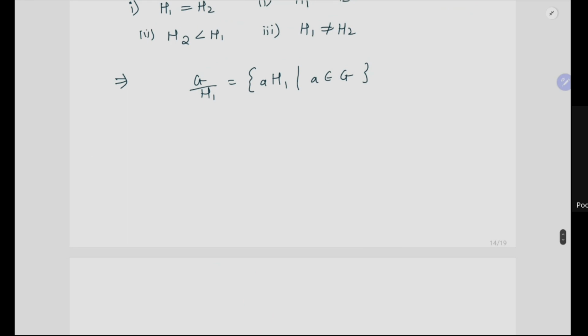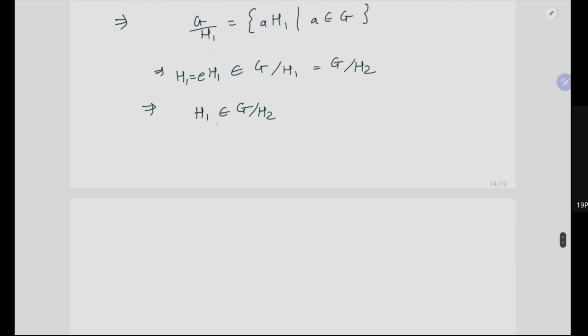So let us try to prove this. This implies that H1 as a coset, I mean EH1, which is H1, belongs to G by H1, the set of cosets or this quotient group. But G by H1 is equal to G by H2, which is what we are given. So this means H1 belongs to G by H2.